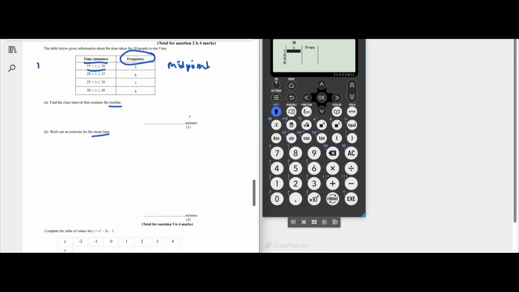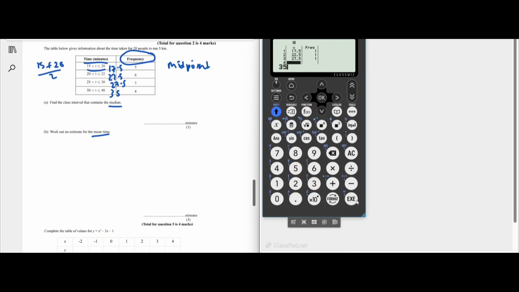So to find the midpoint, the middle, add them together and divide by 2, and you will get 17.5 for that one, 22.5 for this one, 27.5 and 35. Okay, so we're just going to type those values in. I go back to my calculator and type in 17.5, enter, 22.5, enter, 27.5 and enter, and then 35 and enter.